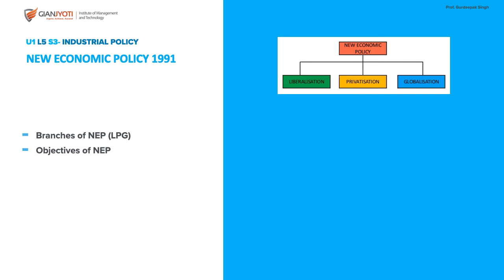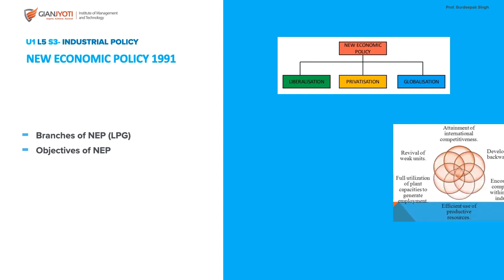And third was globalization. They wanted to open the economy to the world, and they wanted business houses from other countries and the investors to come and invest in India. So they relaxed a lot of norms towards that. So on the three fronts, they opened up: liberalization, privatization, and globalization. So that means all the doors were open, and this was in 1991.